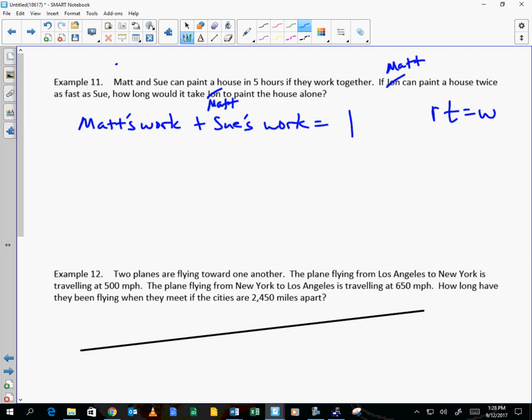And so Matt's work is his rate times his time. Well, Matt and Sue. So Matt paints one house every H hours. We don't know exactly how many hours it is, right? But Sue paints one every 2H. She's slow.